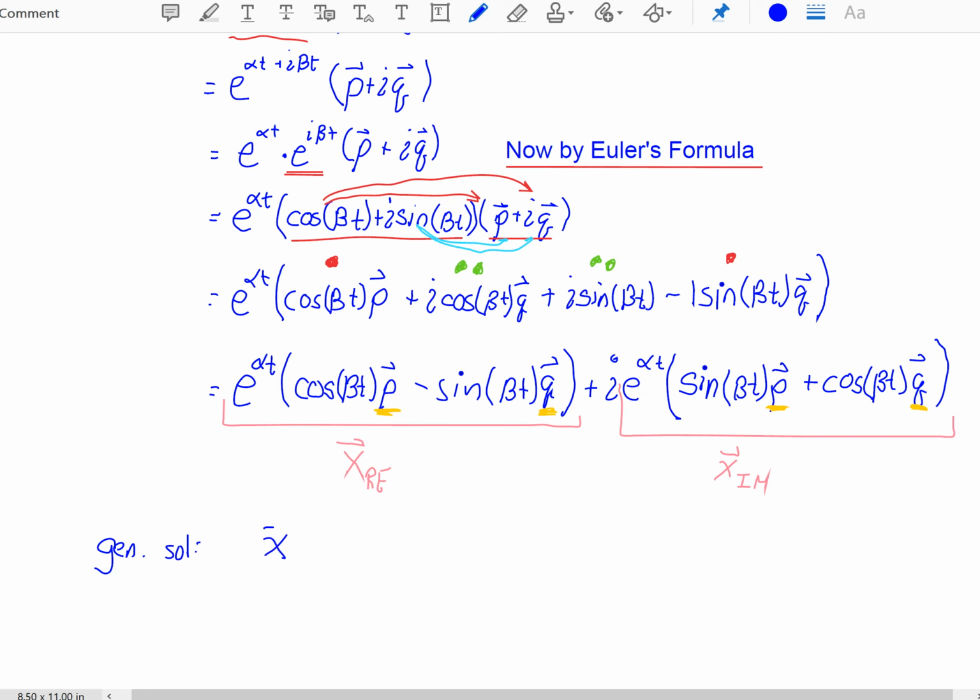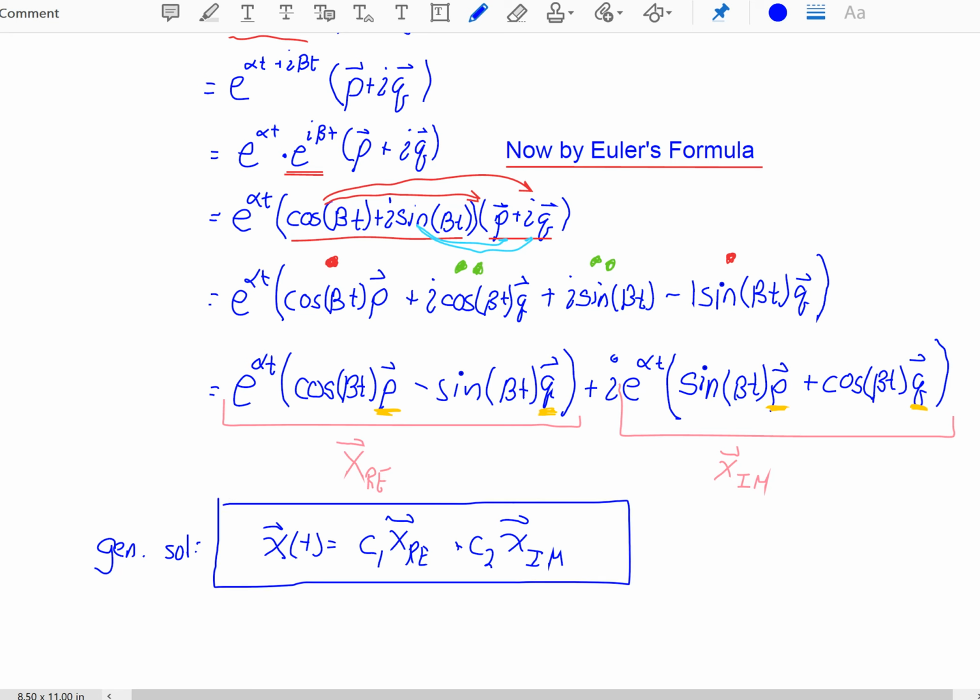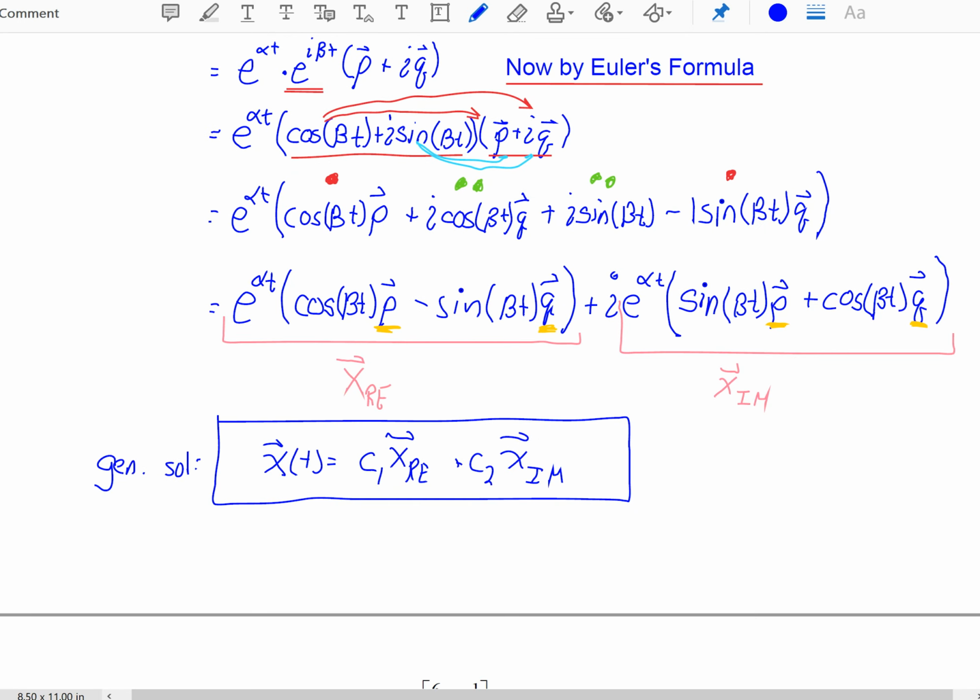So x of t, our vector solution, is going to be some c1 times your x real part of t plus some c2 times x of your imaginary part. And this is the general form of your solution, where the real portion and imaginary portion are each defined as we've written there.